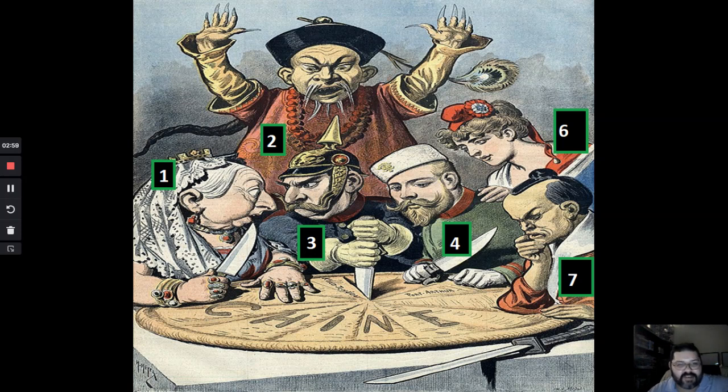Which of these numbers one, two, three, four, six, seven is Japan? Which one's China? Which one is Russia? Which one is Germany? Which one's England? Which one's France? That's all you've got to do. So pause the video, take your time, and write down. Make an educated guess. So we're moving on in three, two, one.